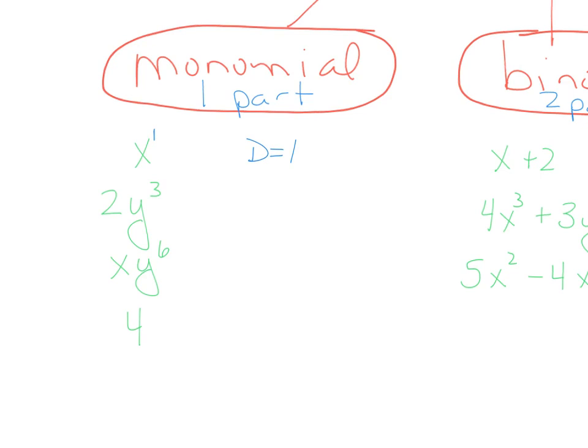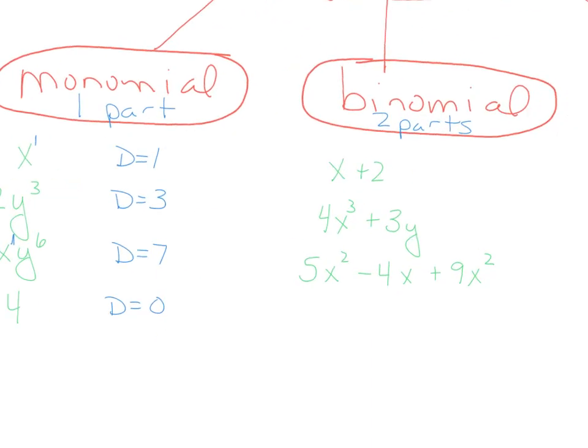Now if I look at the next one, 2y to the third, the degree there is just going to be 3. Okay? Now, on this next guy, we have to be careful because we actually have two variables. Here we had an x, here we just had a y, but now we've got two variables. When we have two variables like this, we have to add them up. So we've got 1 on the x, 6 on the y, so your degree would be 7. Now, if there's no variable, then there's no degree. You're just going to put 0.